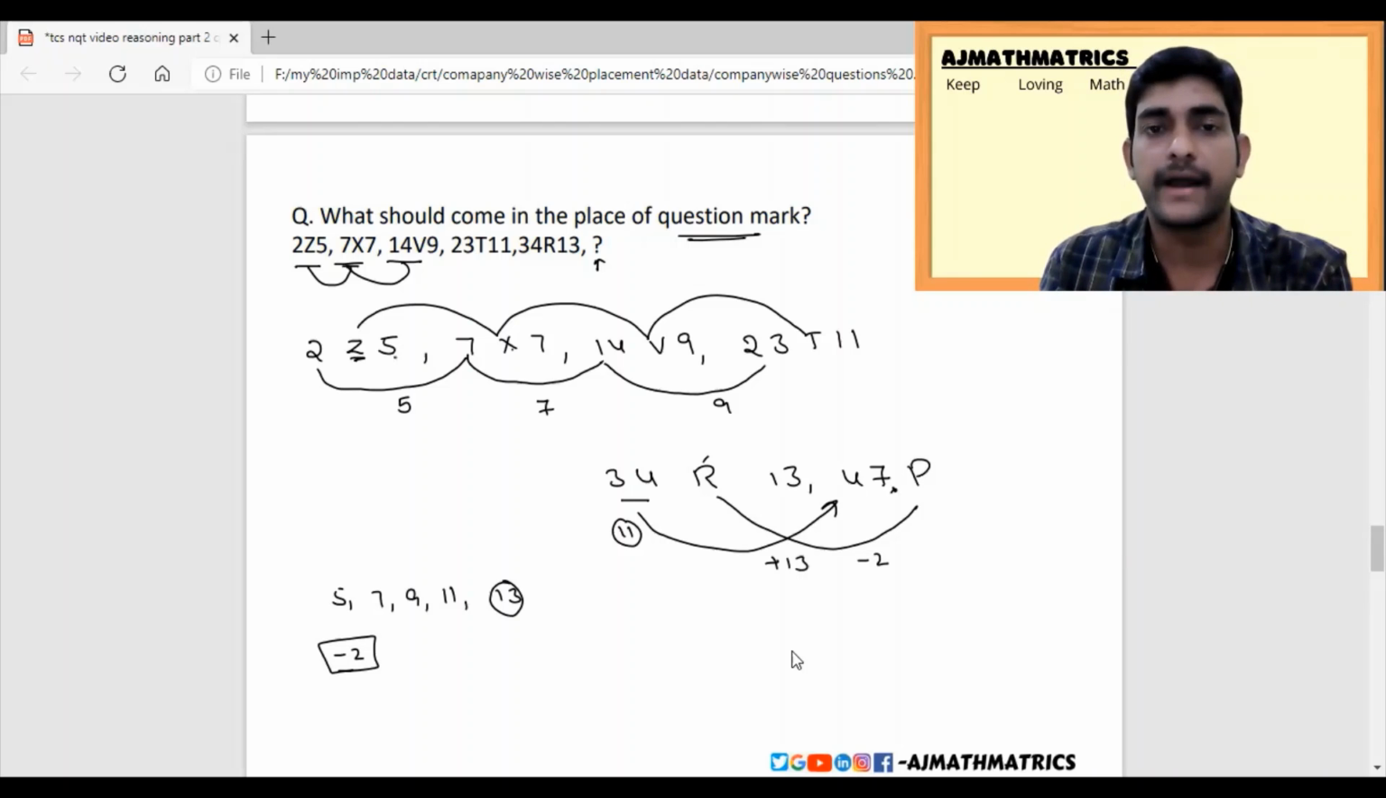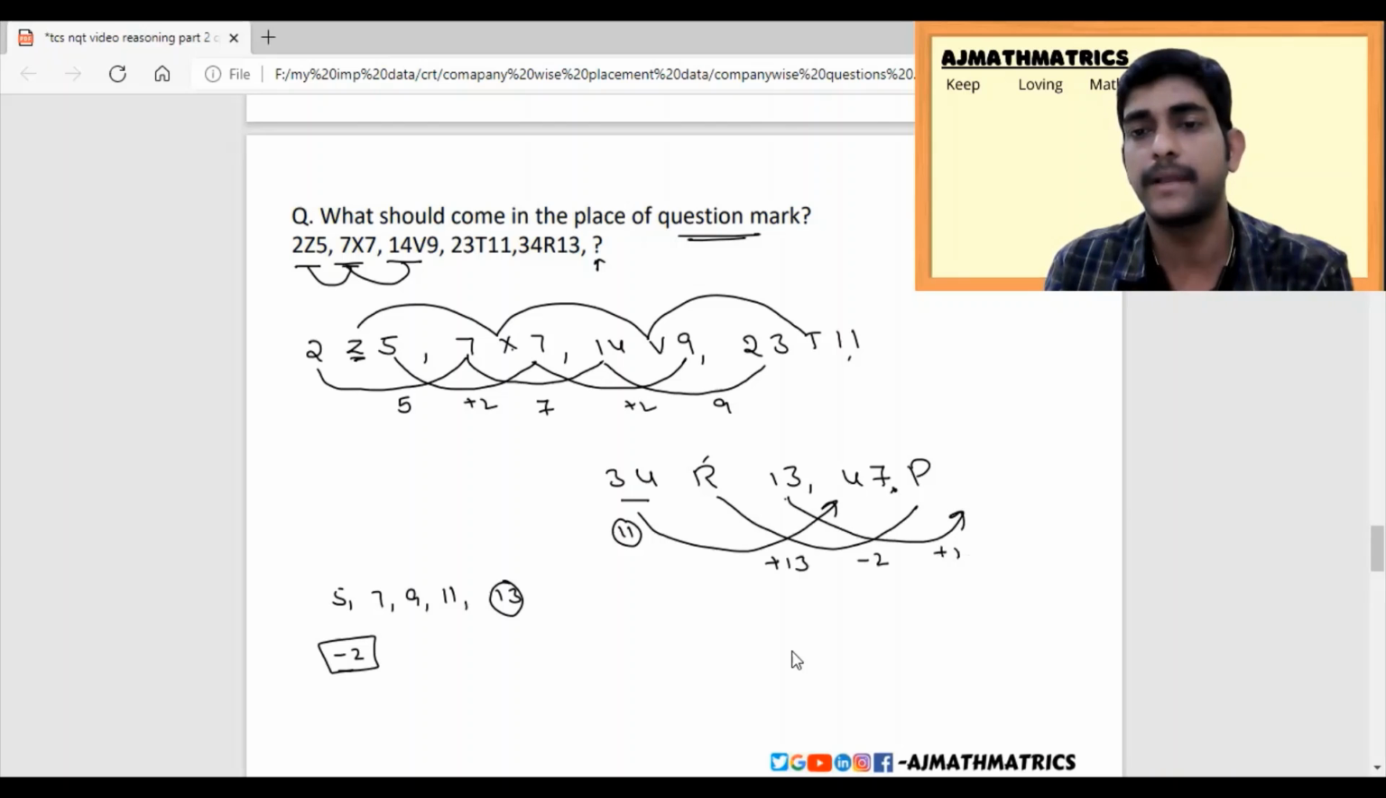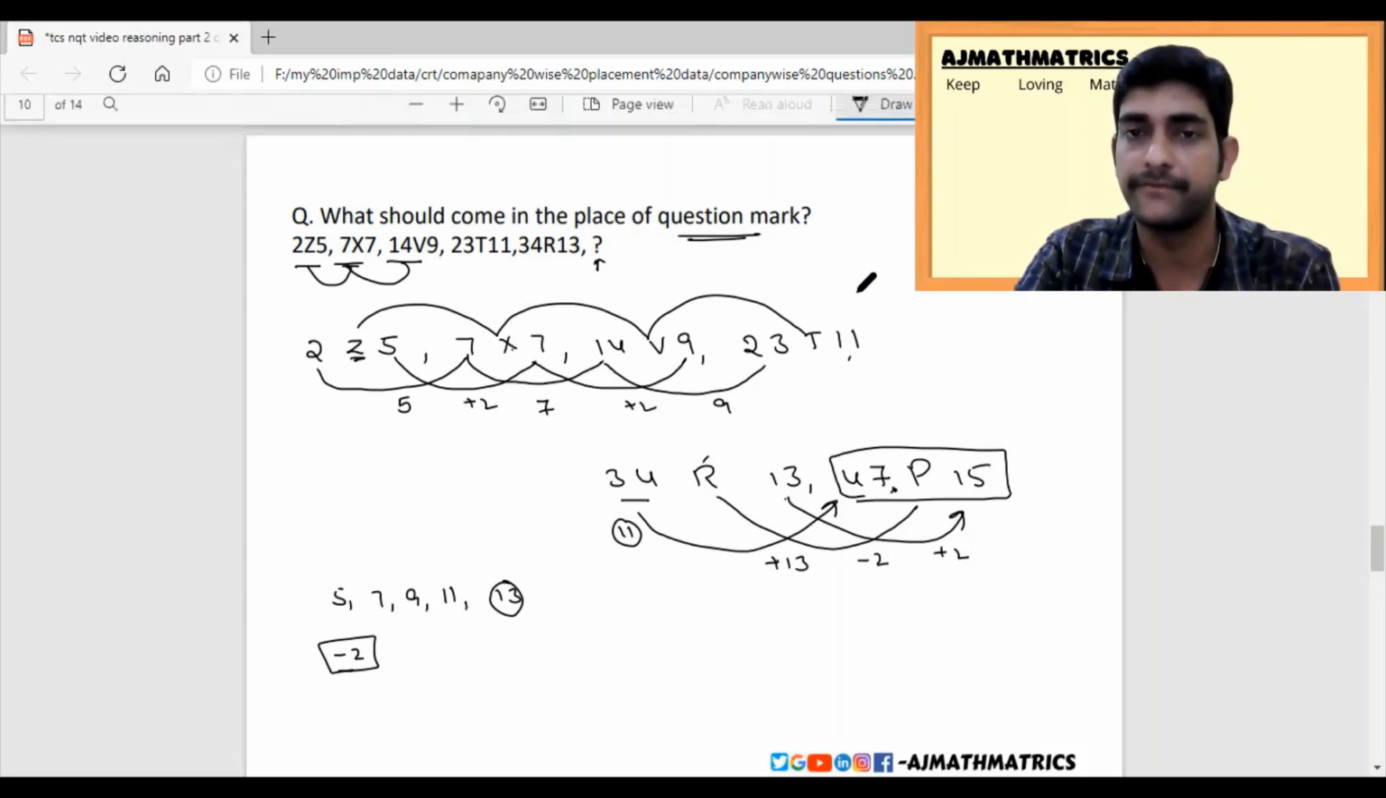Next, 5, 7. 5 plus 2 is 7, and 7 plus 2 is 9, 9 plus 2 is 11, 11 plus 2 is 13. So we need to do 13 plus 2, which is 15. So the answer for the question is 47, P15.